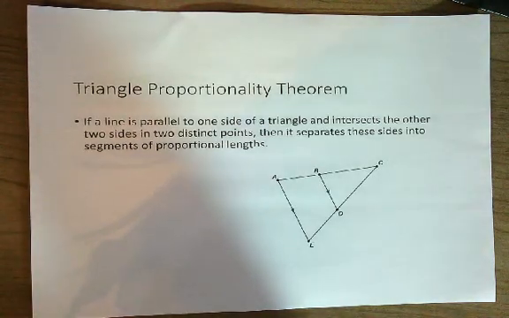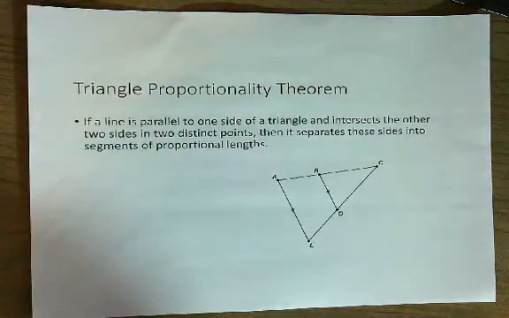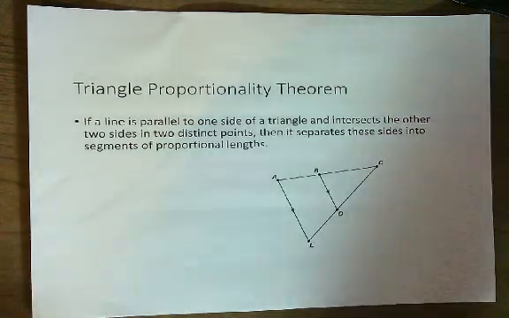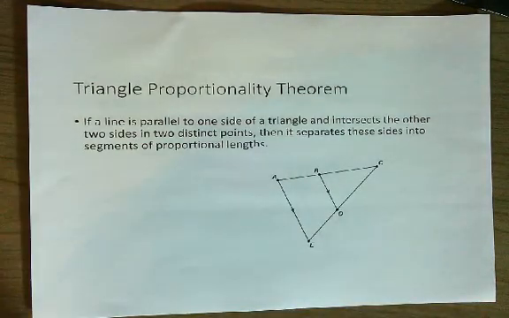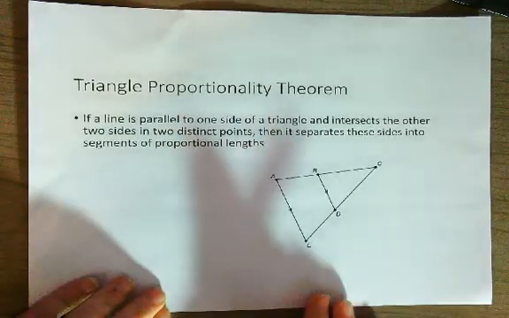And it states that if a line is parallel to one side of a triangle and intersects the other two sides in two distinct points, then it separates these sides into segments of proportional lengths. Okay, so this is what it's talking about.